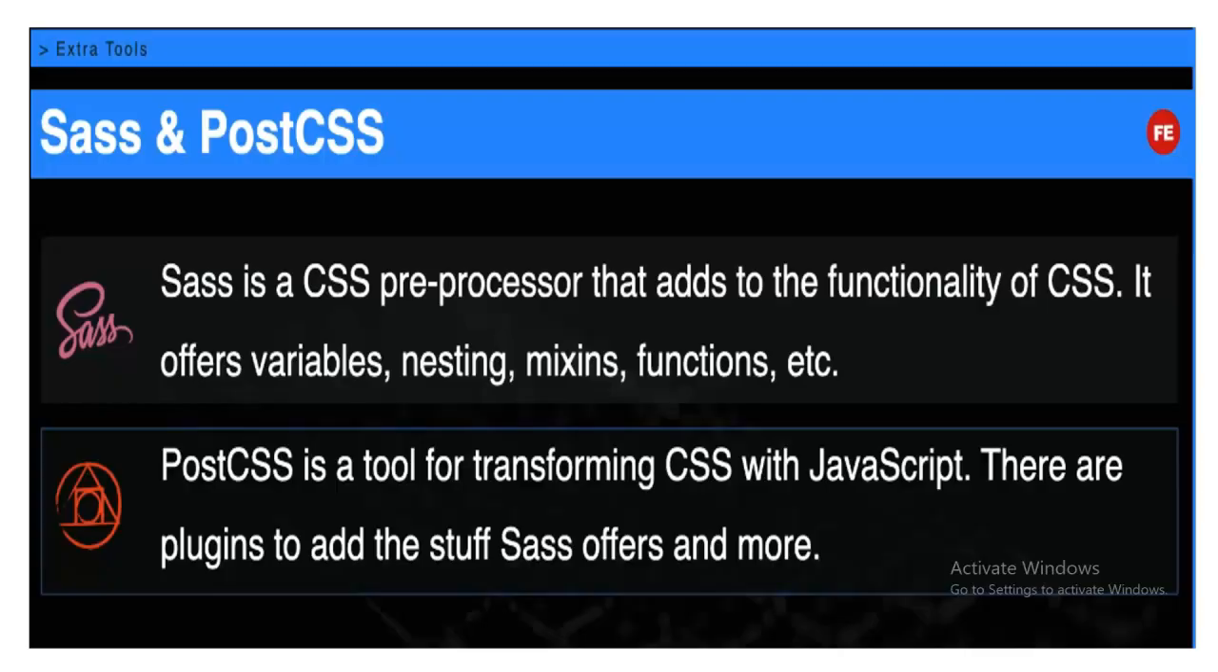Now, Sass and PostCSS. Sass is a CSS preprocessor that adds to the functionality of CSS. It offers variables, nesting, mixins, functions, etc. PostCSS is a tool for transforming CSS with JavaScript. They are plugins to add the stuff Sass offers and more.